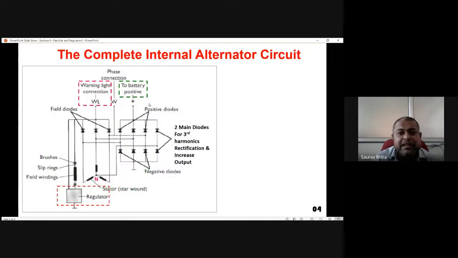So now what we find is this is a complete internal alternator circuit. This will be asked as a 10 marks question. Please prepare. Okay, so what we are finding is a total circuit. Now, with the total circuit, let us see what is what.